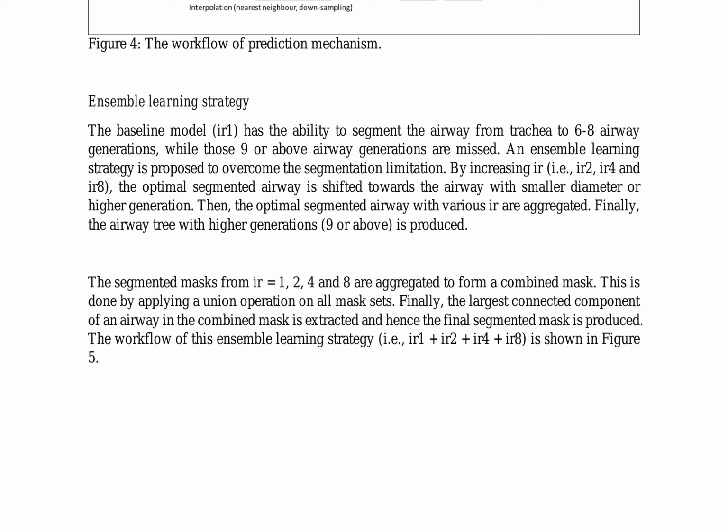By incorporating multiple isotropic resolutions, the proposed approach enables the production of airway trees with higher generations, 9 or above, which are often missed by the baseline model. This is achieved by combining the strengths of models trained with different isotropic resolutions, thereby allowing for more accurate segmentation of airways with smaller diameters or higher generations.